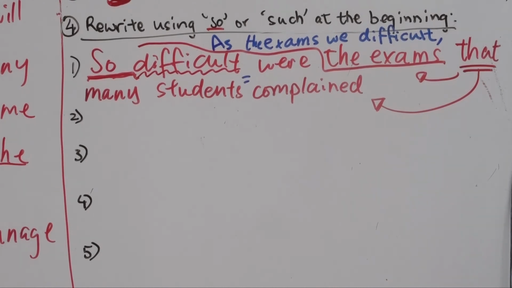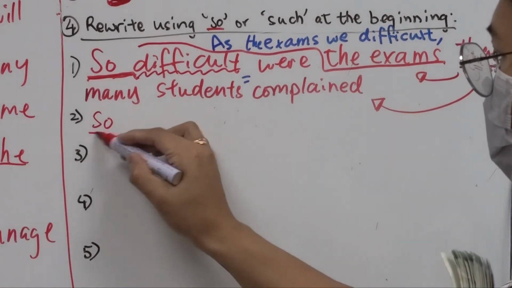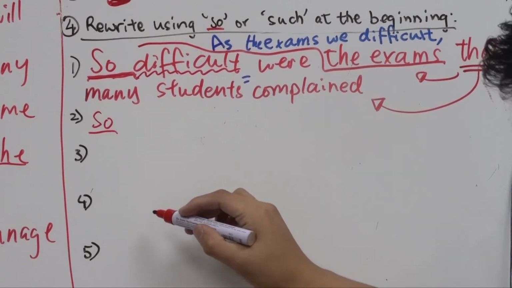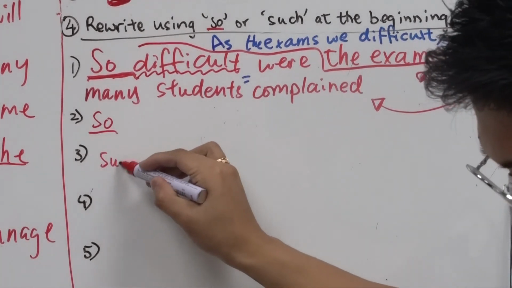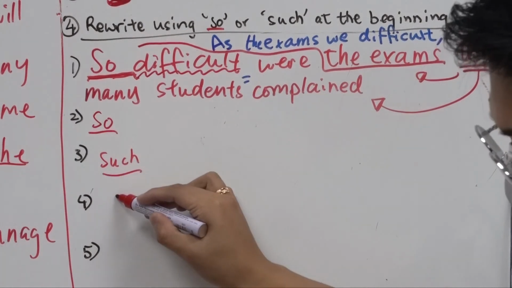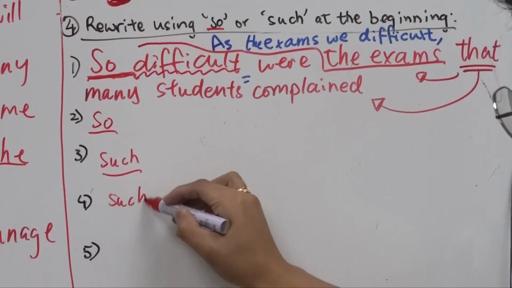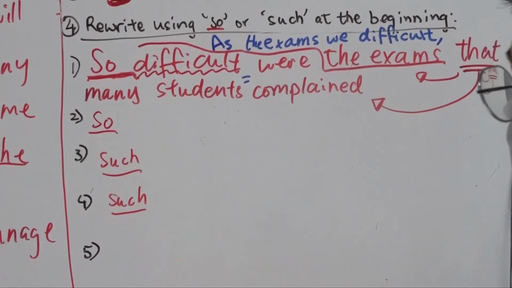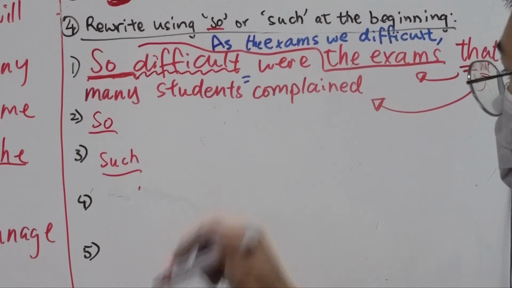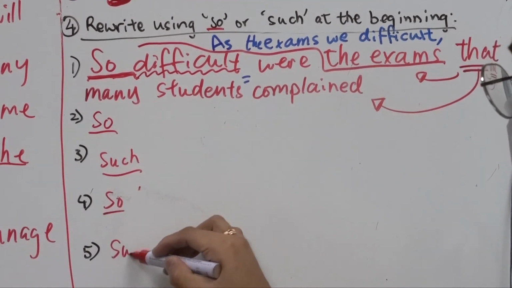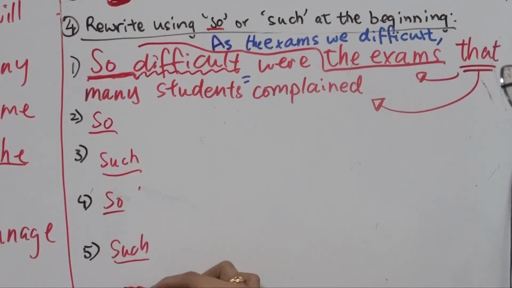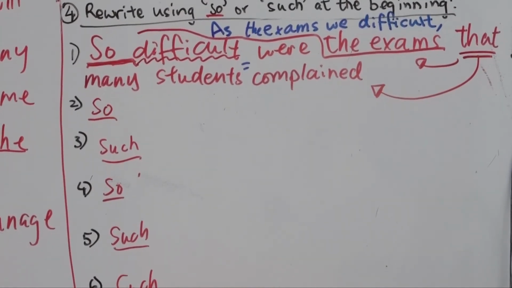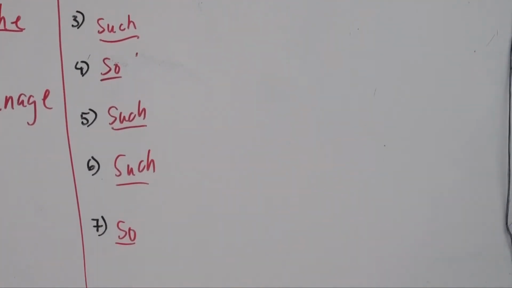All right, so similar pattern to the next ones, because we're using so and such. So number 2 is so. Number 3 is such. Number 4 is so, sorry. Number 5 is such. Number 6, such and so. All right, let's do this one by one.